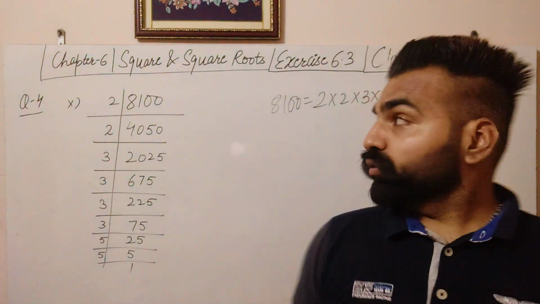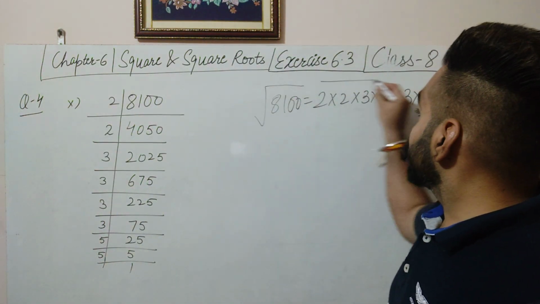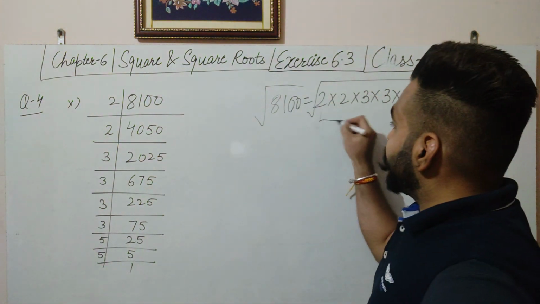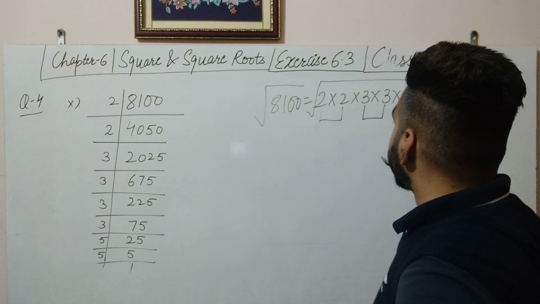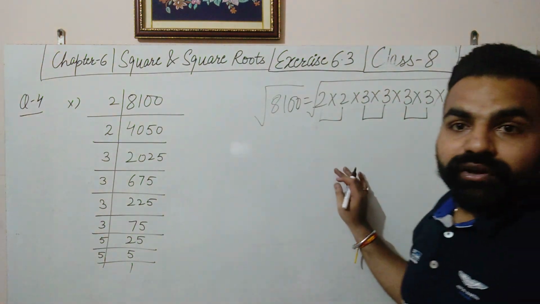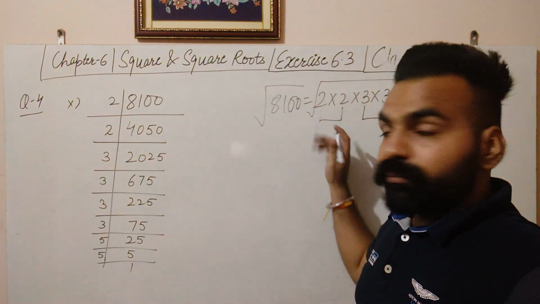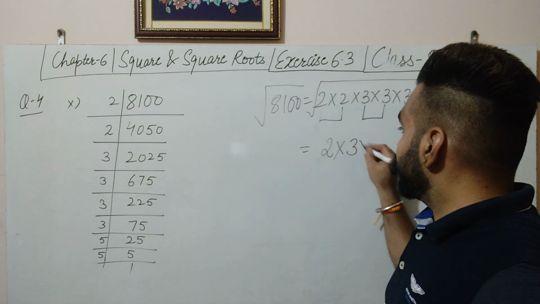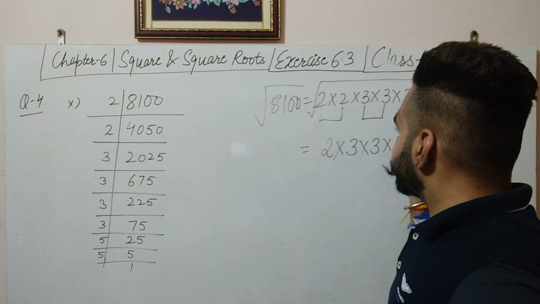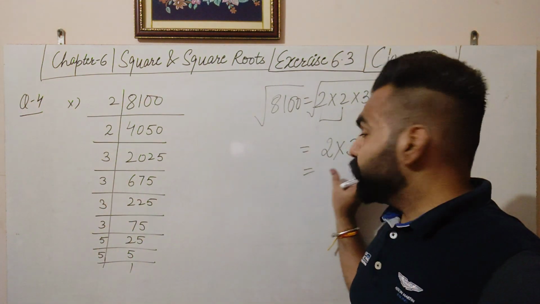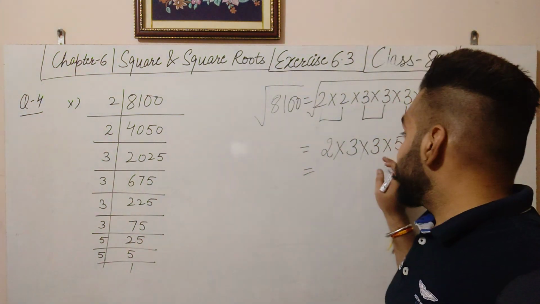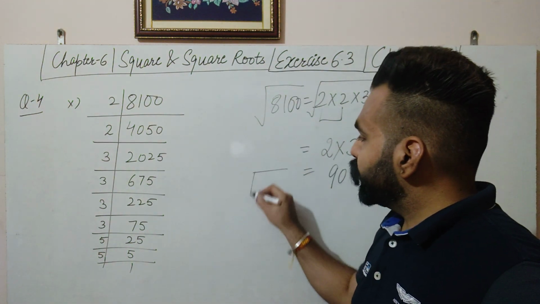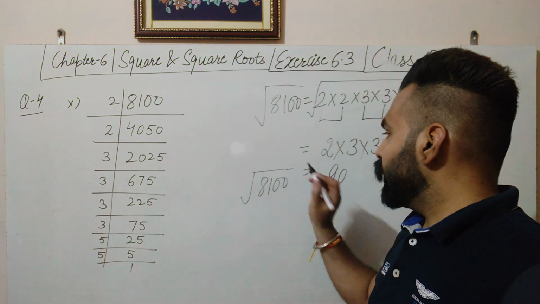Now what we have to do, we will put the square root sign on both sides. After that we have to make pairs. So the first pair is of 2, next is of 3, then again 3, and the last is a pair of 5. From each pair one number will be taken out. So from here 2 will be taken out, here 3, again 3, and the last is 5. So the last step is to multiply this. 2 into 3 is 6, 6 into 3 is 18, 18 into 5 is 90. So the square root of 8100 is 90.